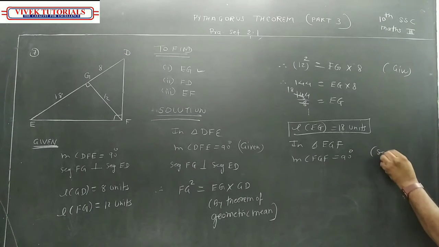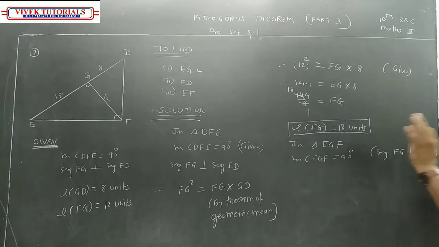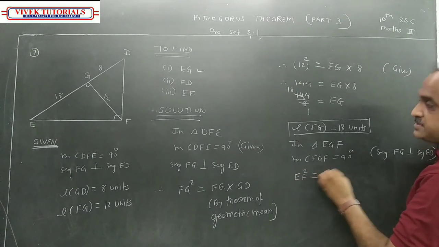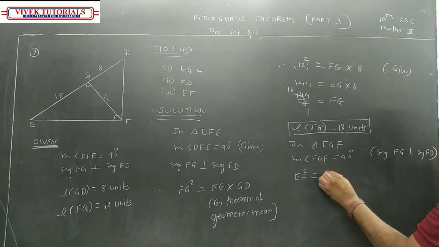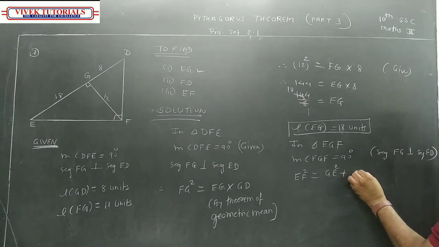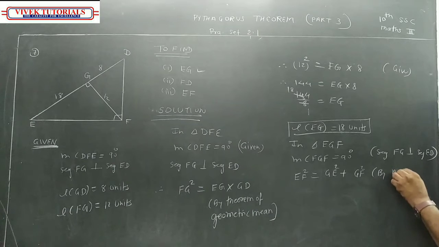Write the reason: length GF is perpendicular to length ED. That's why it is 90 degrees. Then I can apply the Pythagoras theorem. EF square is equal to GE square plus GF square, by Pythagoras theorem.